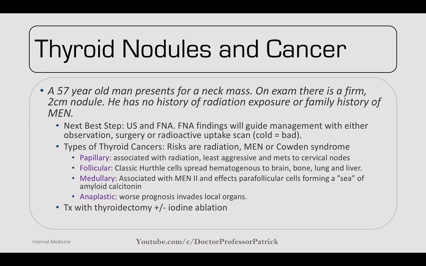This one's very dangerous. And then there's medullary thyroid cancer. It's associated with MEN type 2A and B, and affects the parafollicular cells, which form C-cell amyloid of calcitonin. And then lastly, there's anaplastic, which is the worst prognosis. It invades local organs, and it often presents as a solid, woody feeling thyroid. For all of these, the treatment is going to be thyroidectomy plus or minus iodine ablation.